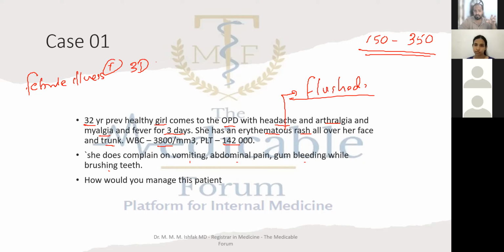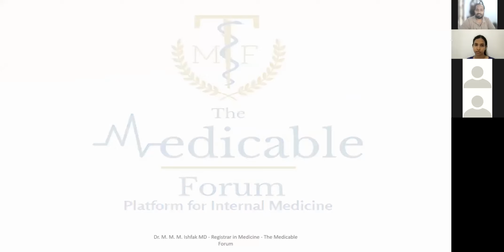Now, during this time, the patient brings you a full blood count with a leukopenia and a thrombocytopenia. So unless you exclude that this is dengue, any febrile illness with a leukopenia, thrombocytopenia is considered dengue in Sri Lanka. Now, how would you manage this patient, right? So you are seeing this patient. So will you admit this patient or not?